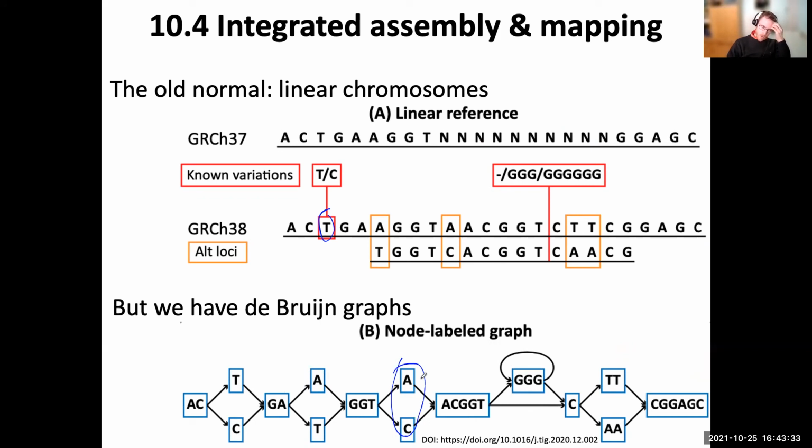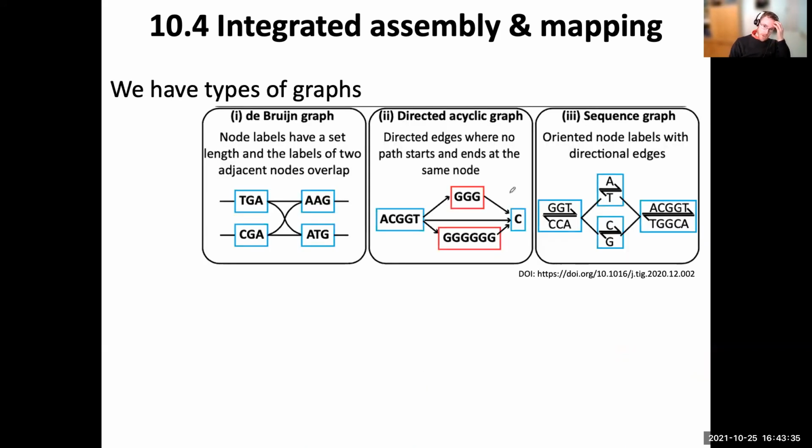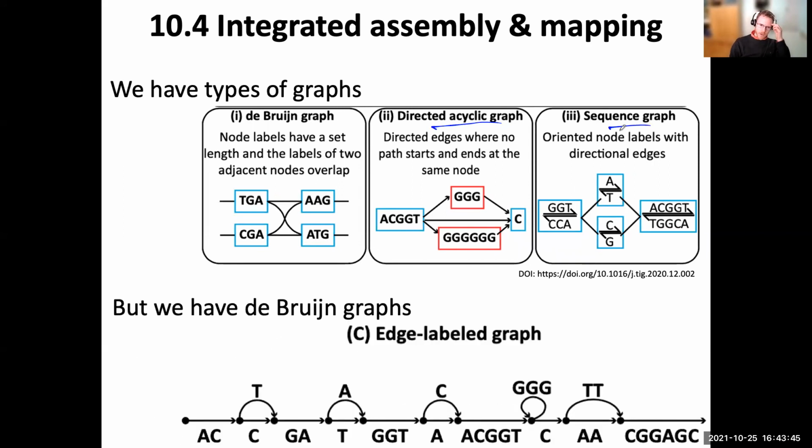In addition to de Bruijn graphs, there are many other types of graphs. There are directed acyclic graphs, sequence graphs, string graphs, and others. But what's nice about these graphs is that if we think about the nodes, we can identify conserved regions like this GA here and put them adjacent to other SNPs that are varying within the population, like this AT SNP here. So it can move beyond simply a linear representation of a genome.